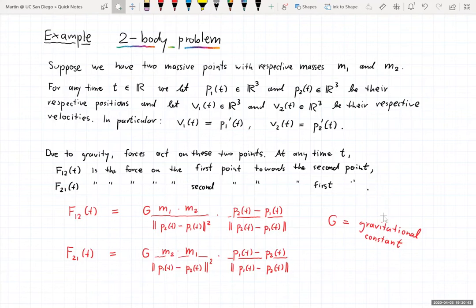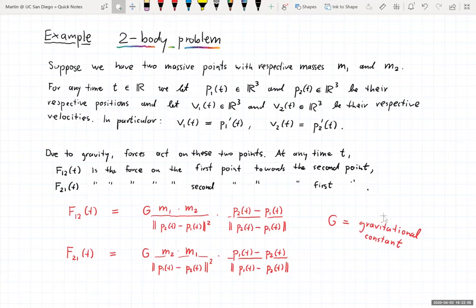So let g be the gravitational constant. The formula for f12 of t is g times m1 times m2 divided by the Euclidean norm of p2 of t minus p1 of t to the square, multiplied with p2 of t minus p1 of t divided by the Euclidean norm of p2 of t minus p1 of t.